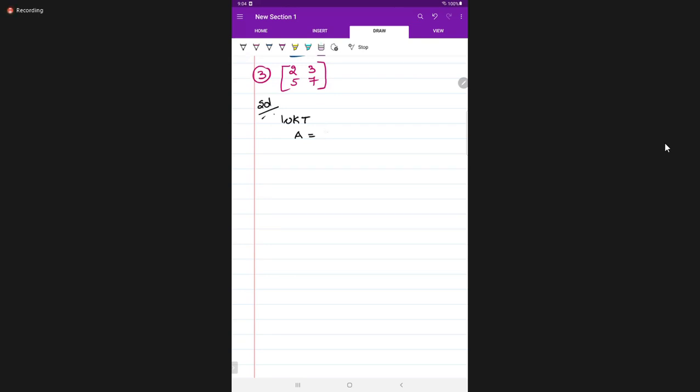Students, respond. Hello. Yes, ma'am. My voice is clear or not? Tell me. Yes, ma'am. We have to find the inverse of it, using elementary transformation. Find the inverse of the following.